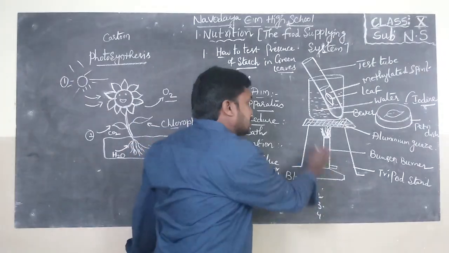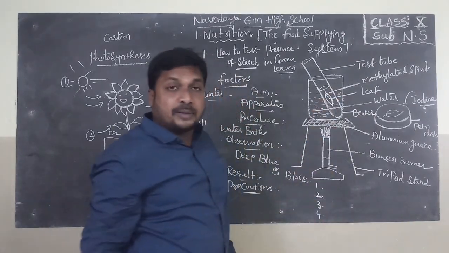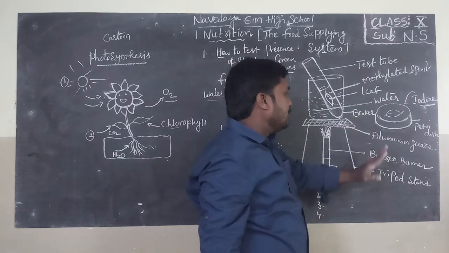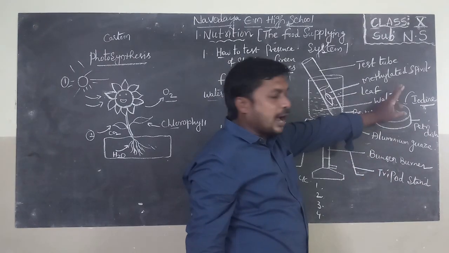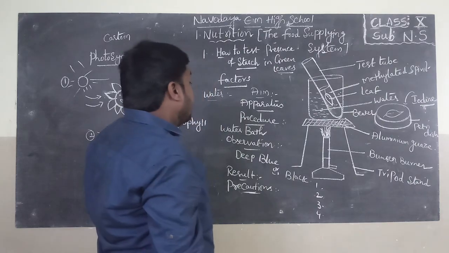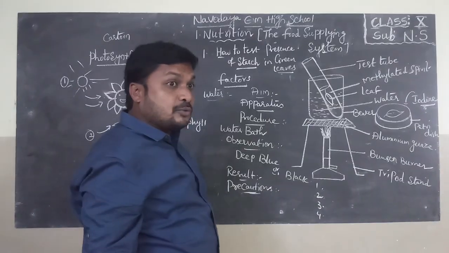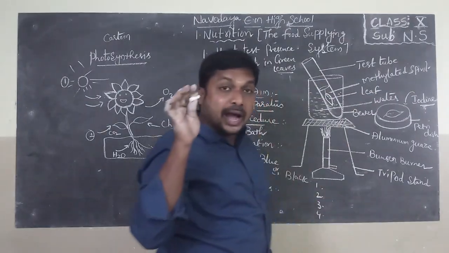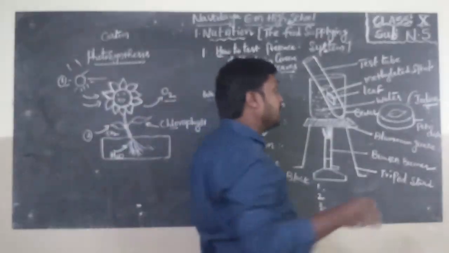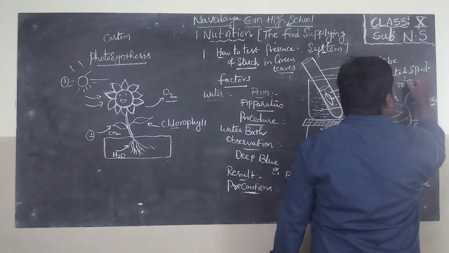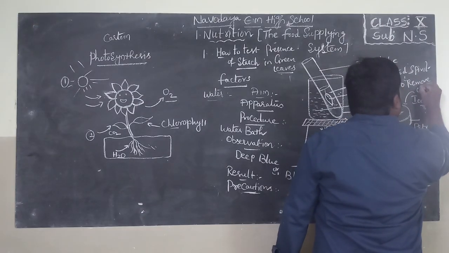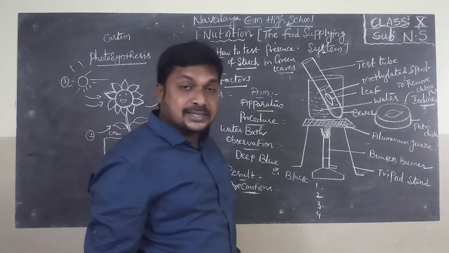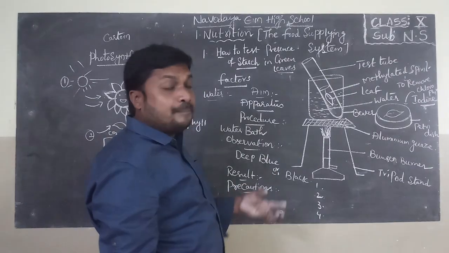Second question they will ask like this: what are the apparatus used to perform this experiment? Test tube, methylated spirit, leaf, water, beaker, aluminium gauze, Bunsen burner, tripod stand, iodine solution, petri dish. Third question: why do we have to boil the leaf in methylated spirit only? This is helpful to remove chlorophyll, to remove chlorophyll in the leaves. This is very essential to test starch very easily.